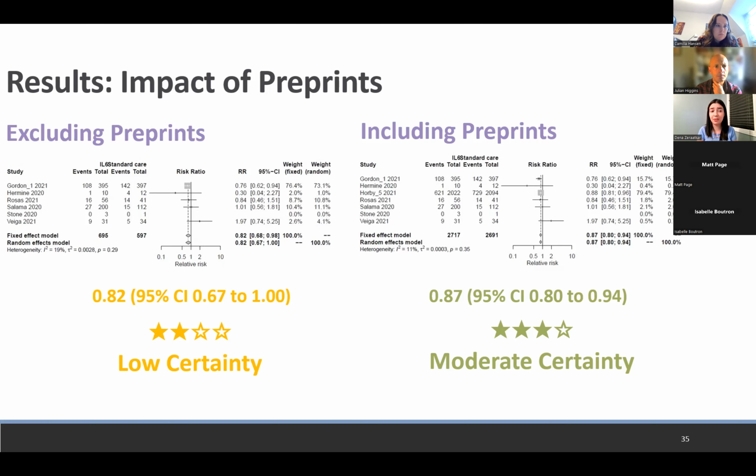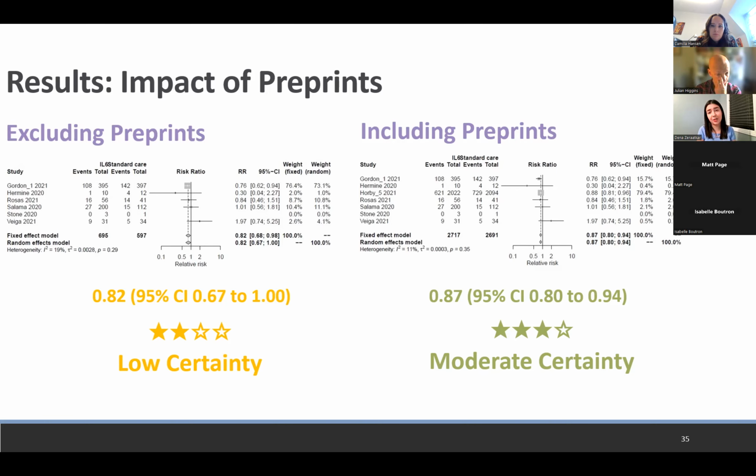At 6 months after trial data first became available, when preprints were excluded, we found low certainty evidence that IL-6 receptor blockers may reduce mortality. And in such a situation, the guideline panel may not necessarily make a recommendation to use IL-6 receptor blockers. Conversely, when we considered evidence from preprints, we found moderate certainty evidence that IL-6 receptor blockers probably reduce mortality. And in such a situation, a guideline panel would probably make a recommendation for IL-6 receptor blockers.